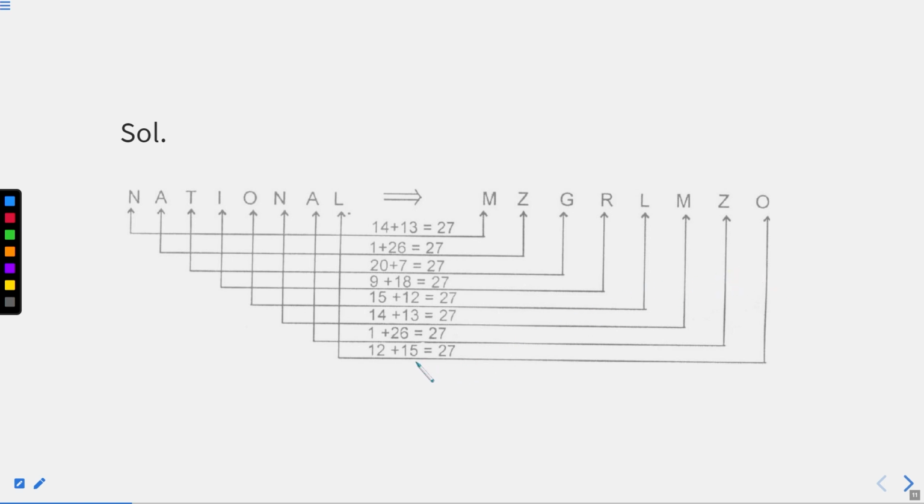So what are we supposed to do? We are supposed to write the place value and subtract it from 27. Then we'll get another place value, and that place value will relate to some letter. 13 belongs to M, 26 belongs to Z, 7 belongs to G, 18 belongs to R, 12 belongs to L and so on, 15 belongs to O. This is how we are coding the word national into this word, right?